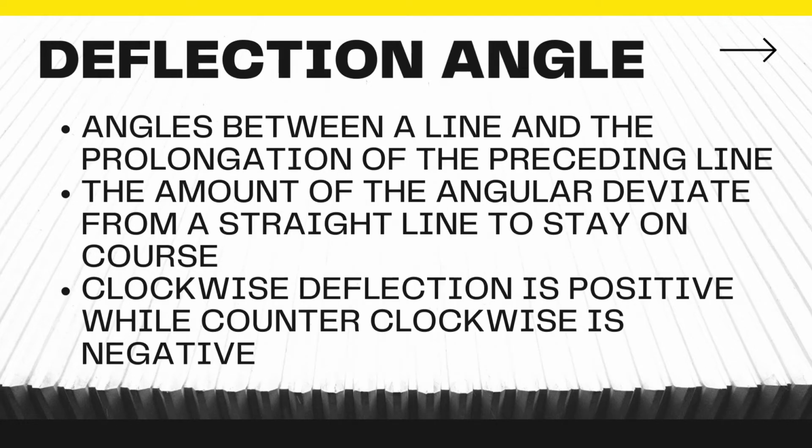Next, we have the deflection angles. Deflection angles are angles between the line and the prolongation of the preceding line. In other words, it is the angle between the extension of the preceding line to the next line. It is also defined as the amount of angular deviation from a straight line to stay on course. Clockwise deflection is considered positive and counterclockwise is considered negative.